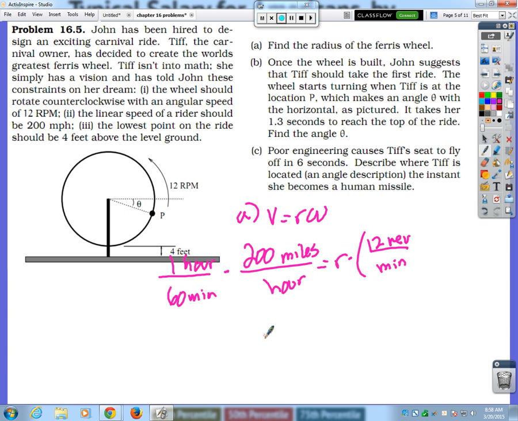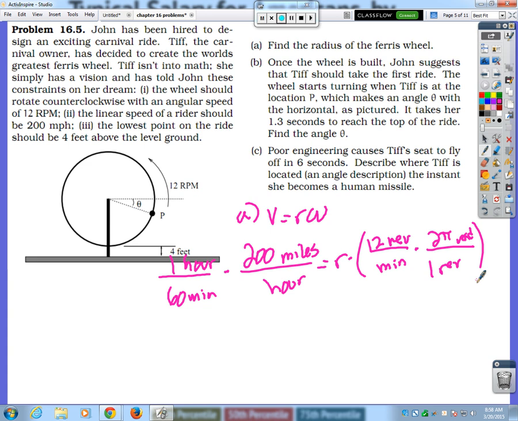There is one more thing we need to change. We need to change revolutions into radians. And then once we have changed revolutions into radians and hours into minutes, then we're okay. So 1 revolution is 2 pi radians.